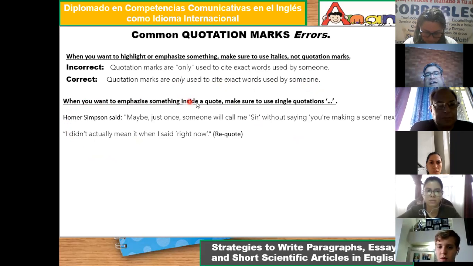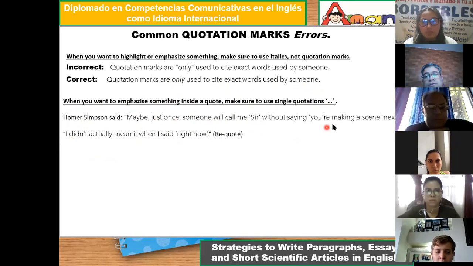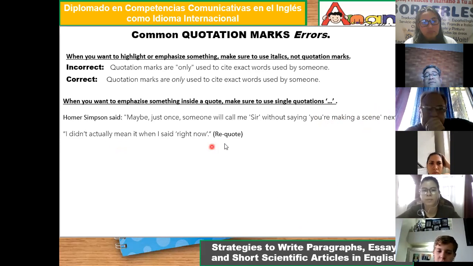When you want to emphasize something inside a quote, make sure to use single quotations. Homer Simpson: maybe, just once, someone will call me sir, without saying you're making a scene. Understand? Aquí está utilizando señor, sin decirme, oh, usted está haciendo una escena. You're making a scene.